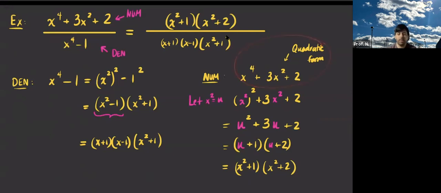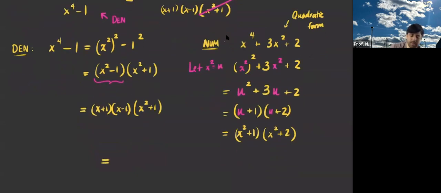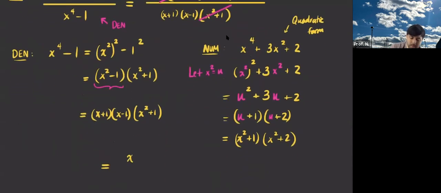I know we went over this last time, but this is one of those factorizations that people tend to forget, because it doesn't happen as commonly as the other ones, but it's still a technique you should know. And so now that you have that, the x squared plus 1s, those are the same. They cancel. And what's left? The only thing that's left in the numerator is x squared plus 2. And what you have in the denominator is x plus 1, x minus 1.